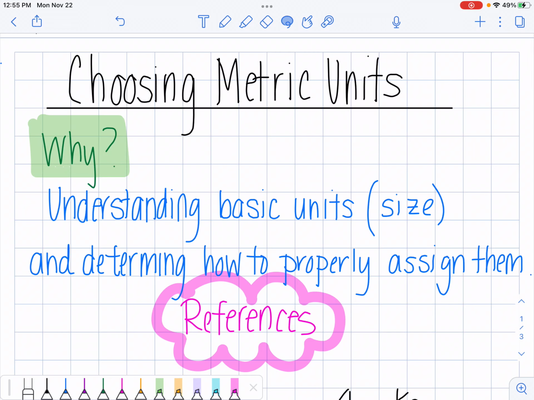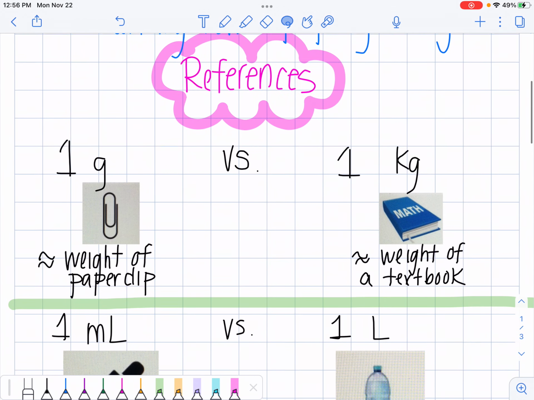In this video, we're going to talk about choosing metric units. So why is this something I have to understand? Well, in the United States, we don't use the metric system, and the rest of the world typically does. This is the system that is used when we are working in science most of the time. So it's important that we understand how to properly assign the units and just how much each kind of unit really is. So I came up with some references for you.